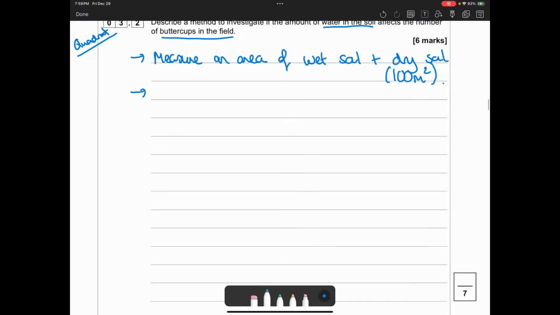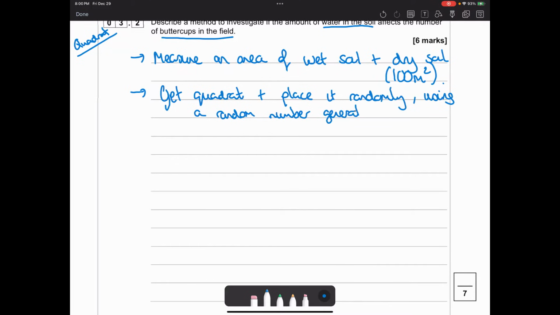What you would then do is get your quadrat. And you need to place it onto your wet and dry areas. But how do you know where to place it? We never just chuck it and just hope. We've always got to make sure it's totally random. So get quadrat and we place it randomly. And I would suggest we're using a random number generator. Okay, so you could get your field, divide it up into loads of grids, give each of them a number, and then you would put your quadrat down in whatever number grid it says, and this whole thing reduces bias.